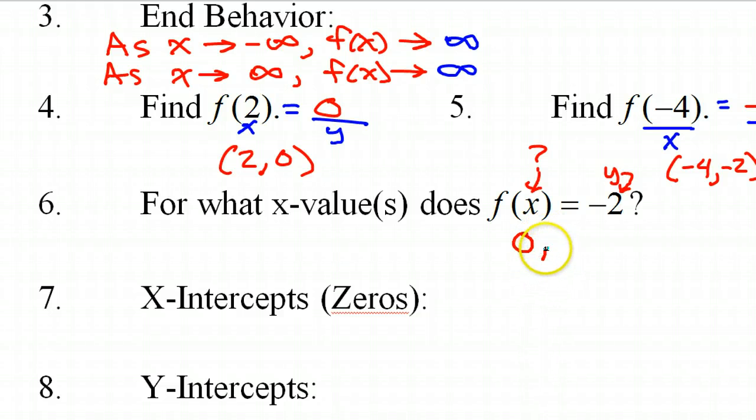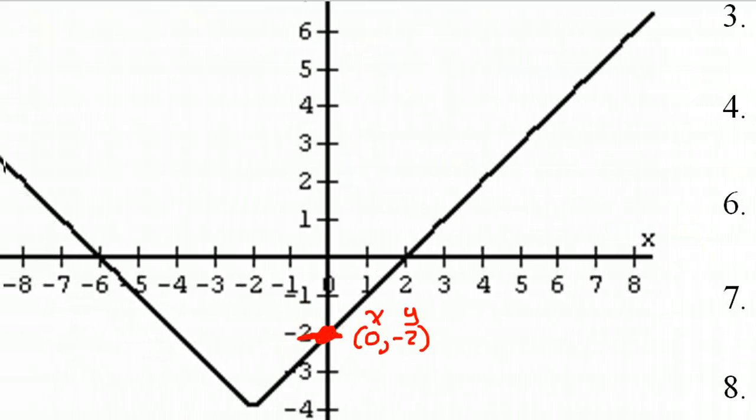Okay, so one x value is 0 because we have 0, -2. Are there any others? Yeah, if we look further, if we look over here, there's another x value at this y value of -2. There's another x value at this height.